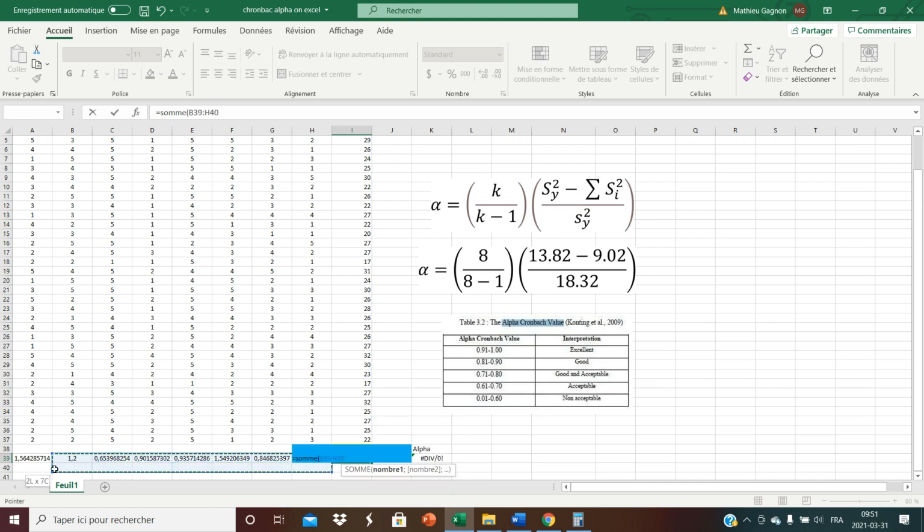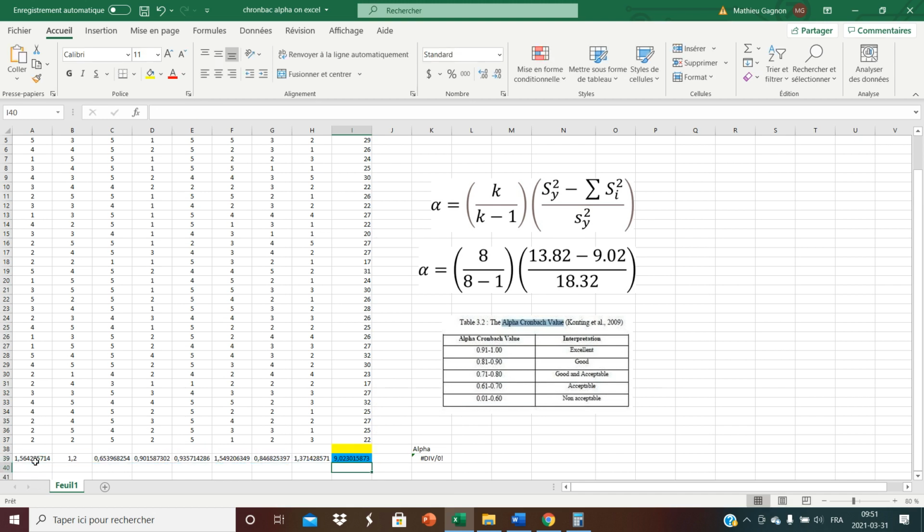Sélectionnez les 8 trucs. Fermez la parenthèse. Enter. Here's my sum, 9.02. Voici ma somme, 9.02. It fits with what I had here, by the way. 9.02. Excellent. This is in a way to retest my thing that I had here.